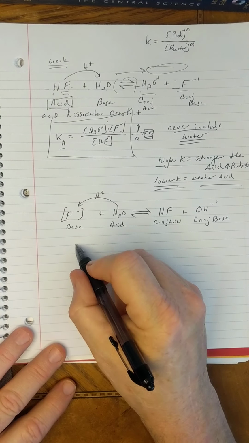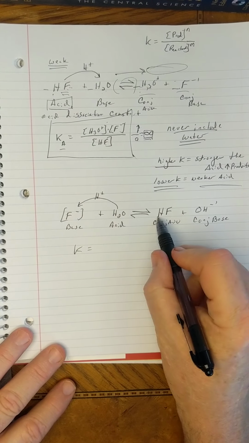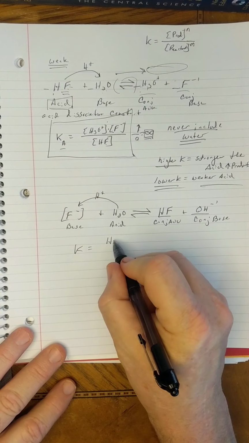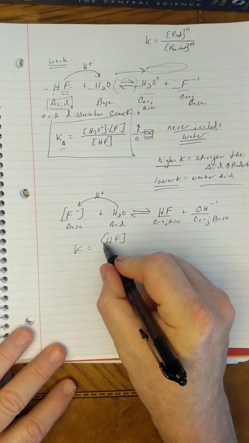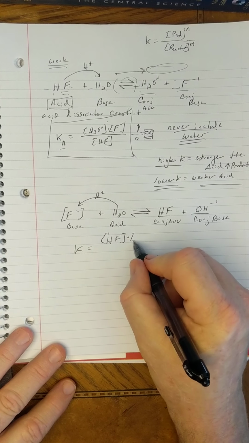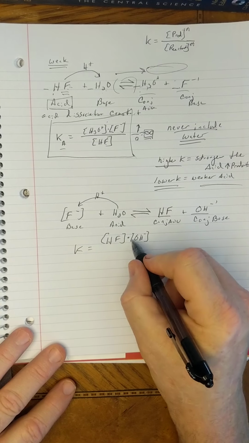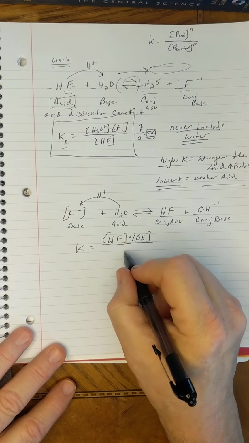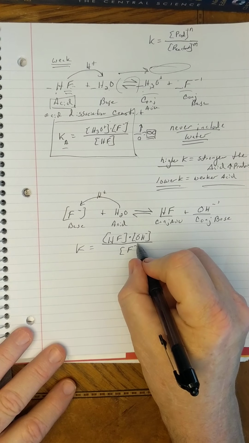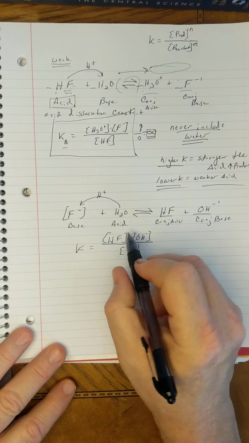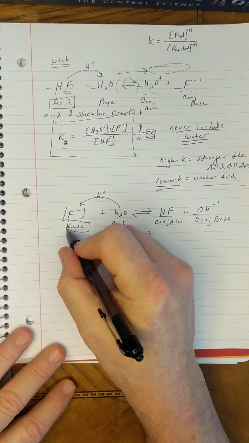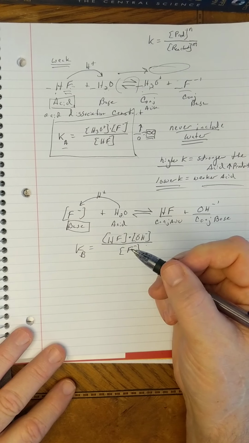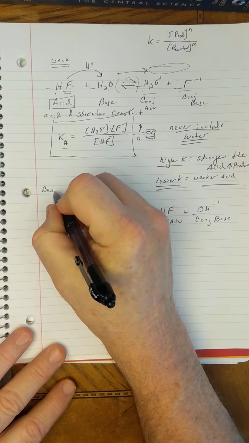Now here's how I define a K for this. It's not hard. It's the two products multiplied by each other. So it's HF with the bracket, which means concentration, times OH. You put brackets around them. The brackets mean concentrations. Divided by the F. The water's not included. Now, since this is a base, we don't call it a Ka, it's called a Kb, and that would be a base dissociation constant.